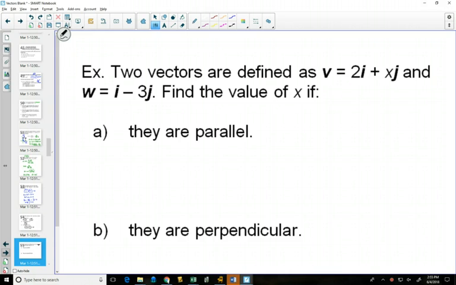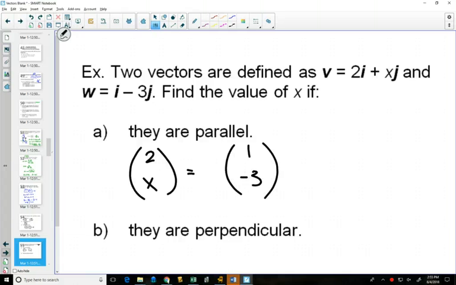Two vectors are defined as v and w. We want to find the value of x if they're parallel. So given that they're parallel, you know that they're scalar multiples of each other. What does that mean? That means that 2, x and 1, negative 3 are scalar multiples. I can put a k in front of here or a k in front of there and solve for that k. It doesn't matter where. I usually go where I can visually see that k is going to be a nice number, or not a fraction. If I put it here, it's 2. If I put it here, it's a half. So I'm going to put it here, and then this tells me from my first set of components that 2 is equal to k. From my second set of components, that x is equal to negative 3k.